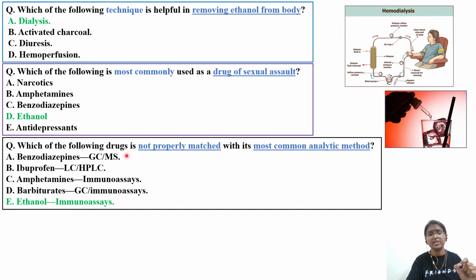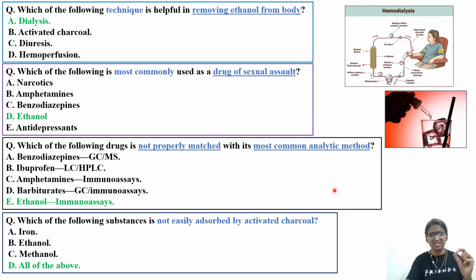Next question is: which of the following drugs is not properly matched with its most common analytical method? Ethanol cannot be done with immunoassay. So go and refer to the different assay techniques through which you can measure alcohol concentration, BAC levels. And which of the following substances is not adsorbed by activated charcoal? The main mechanism of activated charcoal is adsorption, so alcohol cannot be removed by this technique. It has to be done with dialysis only, or alcohol has to be metabolized and removed through urine.